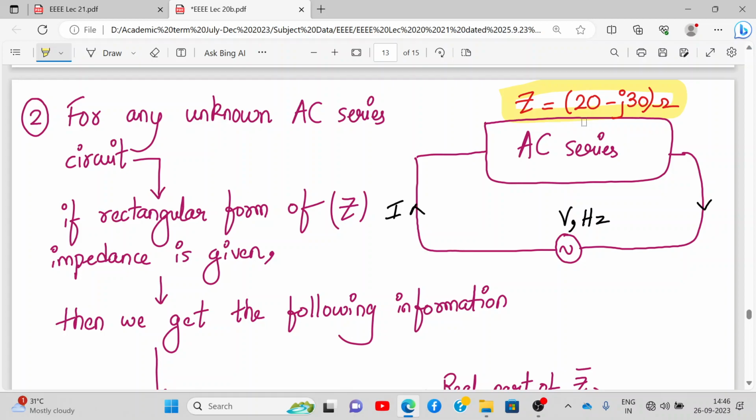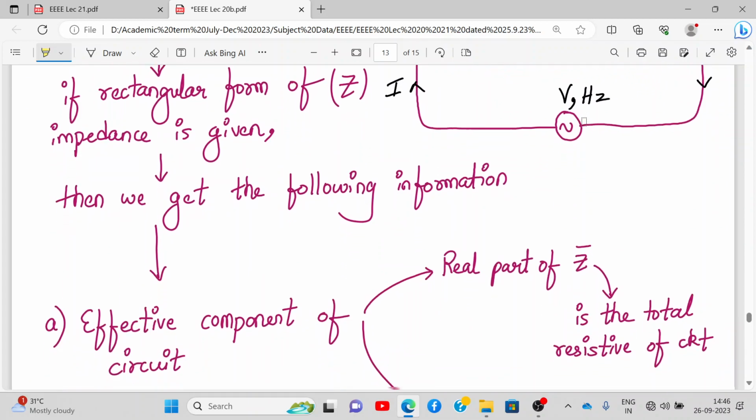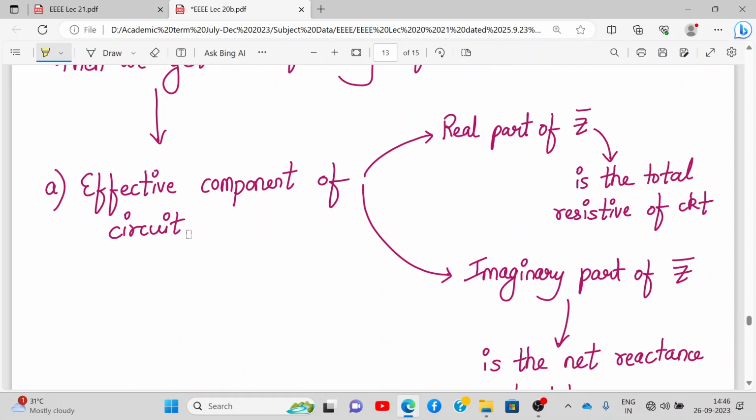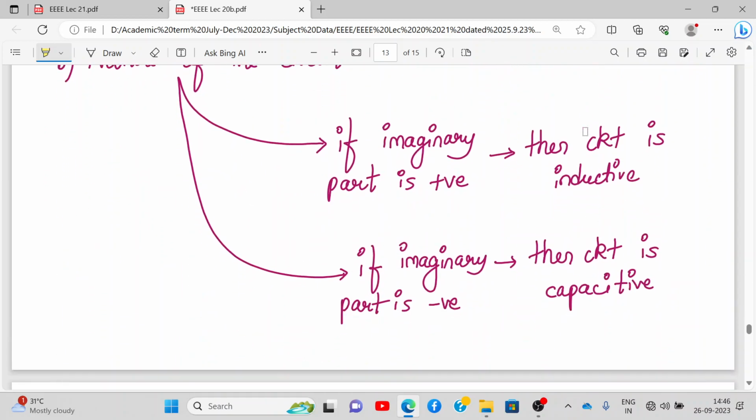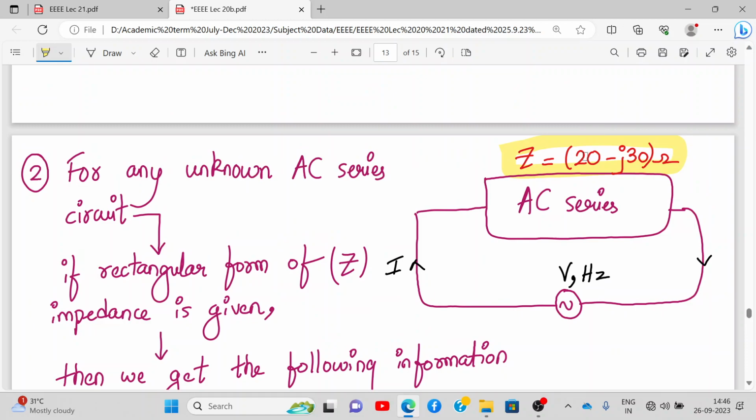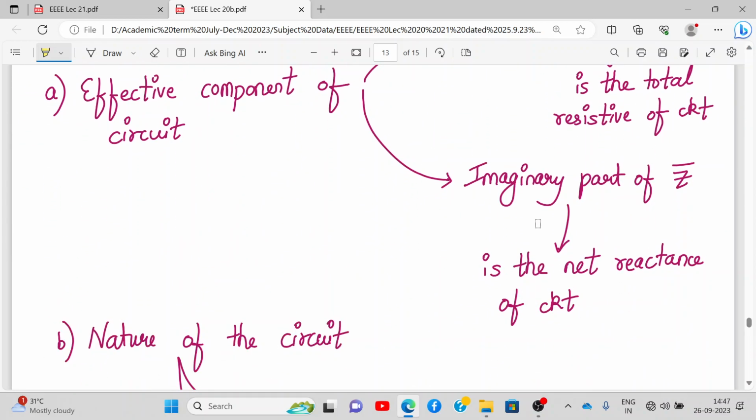From Z, you should determine whether the circuit is capacitive or inductive. The real part of Z, 20, is R. What is 30? It depends on XL or XC. Whenever there is a minus sign, it is capacitive. So 30 is XC. Are you getting it? If it was 20 plus J30, then the circuit would have been inductive and 30 would have been XL.